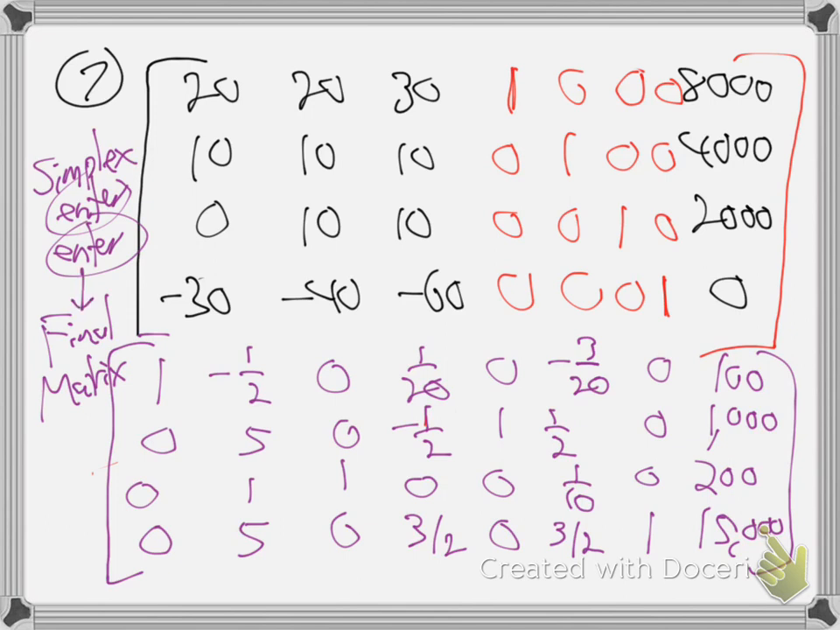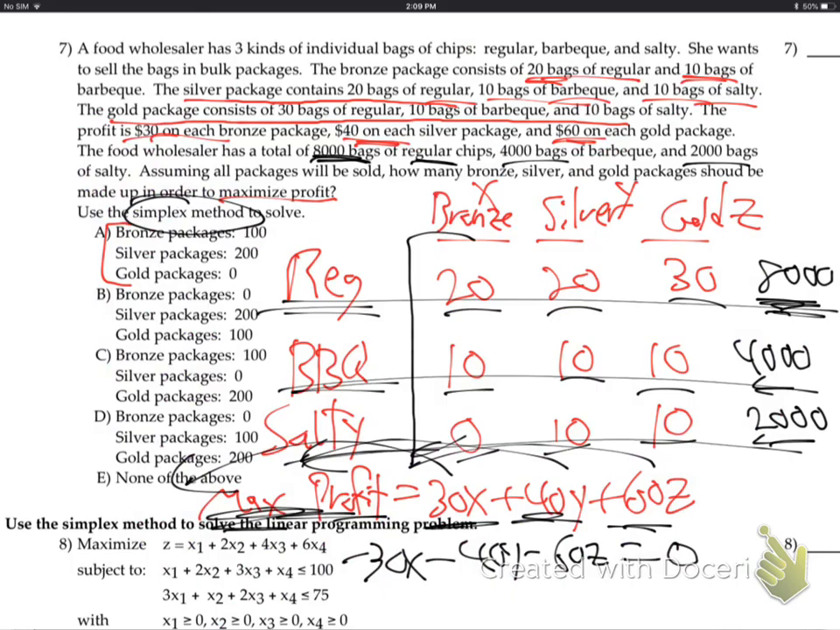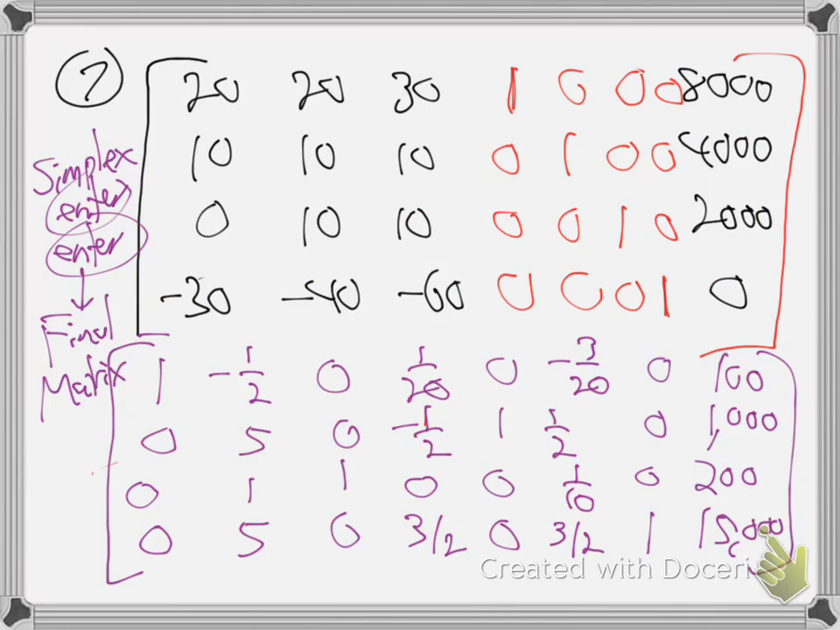All right. So with all that said and done, what is the answer? How do you find the answer? Let's go back. Remember, it was X, then Y, then Z, wasn't it? So you got to keep that. This is X column, Y column, Z column. The rest of the stuff, who cares? It's just X, Y, Z, gold, bronze, silver, gold.